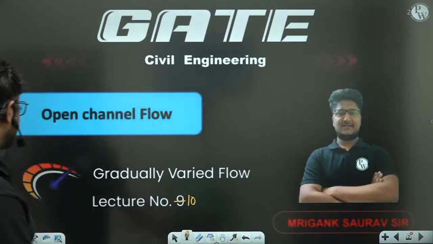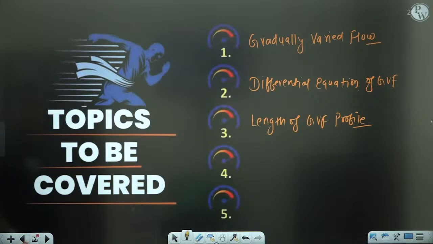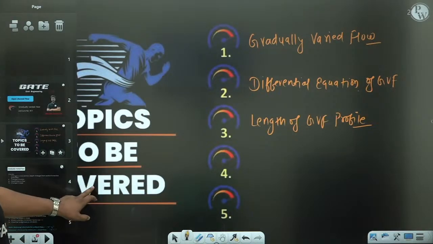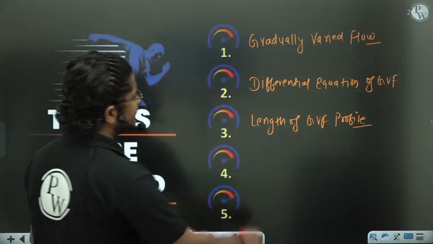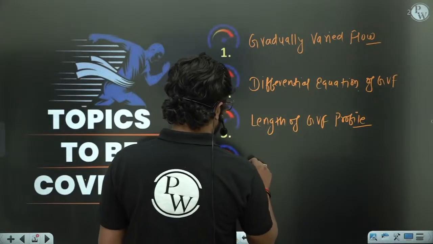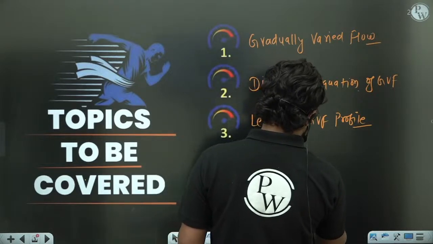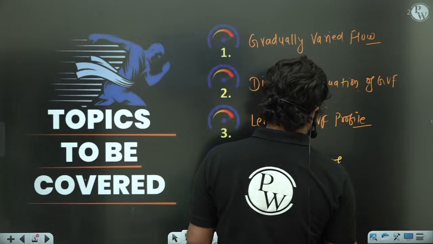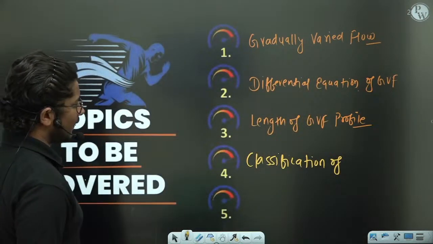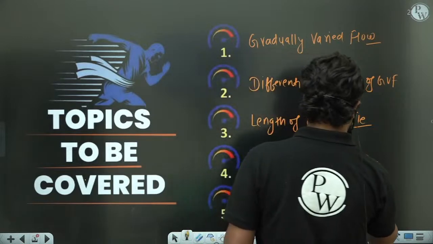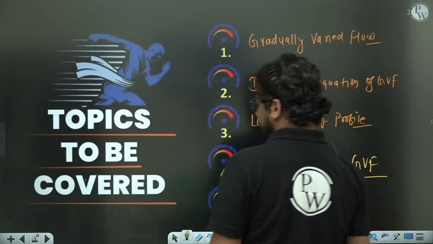So today is gradually varied flow part 2. Today we are going to discuss the classification of slopes. We are going to solve some problems related to that also. Okay, so let's start. So these three topics we have discussed. Now the fourth topic of your GVF, that is classification of GVF. This we are going to discuss.